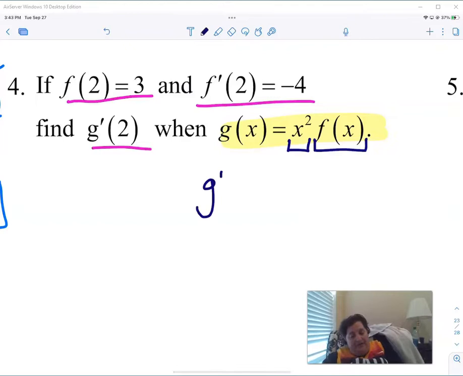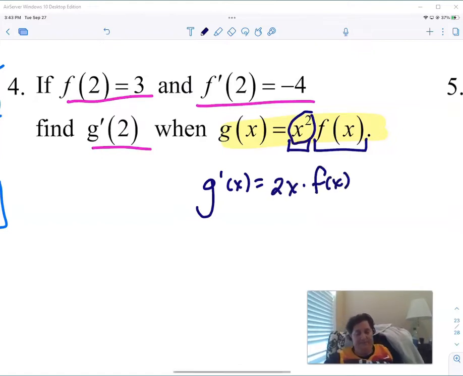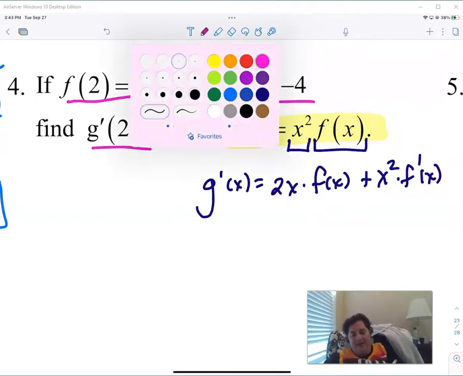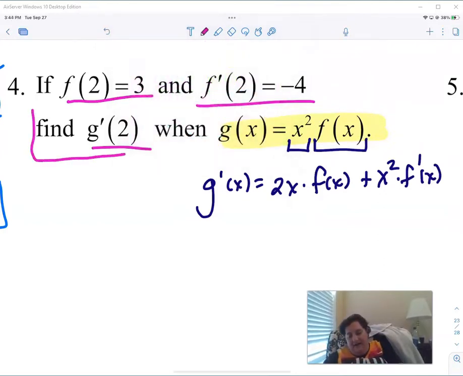So when I go to get the derivative of this, I'm going to say, this is a product rule, right? Derivative of the first times the second. Okay? You guys with me on that one? Derivative of the first times the second. Then I'm going to go first times derivative of the second. And we just call that f prime of x. Okay? Now that I have that, look, it says find g prime of 2.